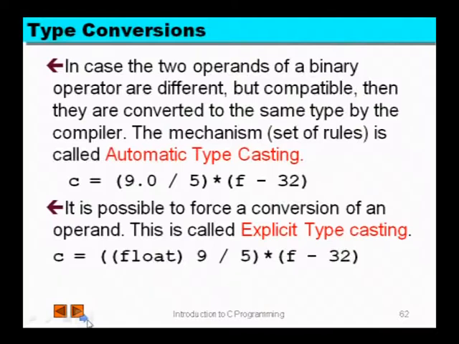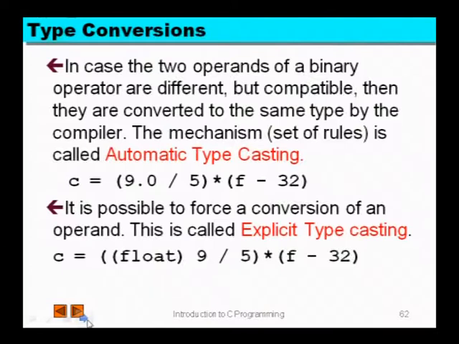Automatically the compiler will convert into the higher data type. Suppose you have one variable of type float and another of type double, the result will always be double. Float and integer, the result will be of type float; character and integer, it will be integer. So always the result will be of a higher data type.